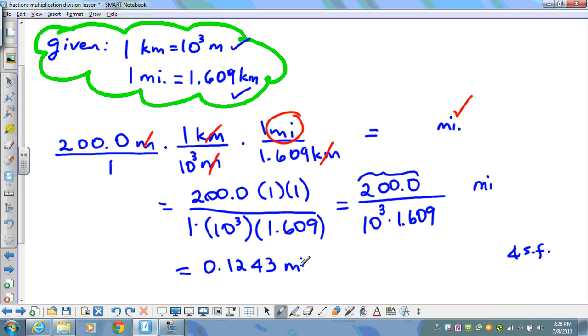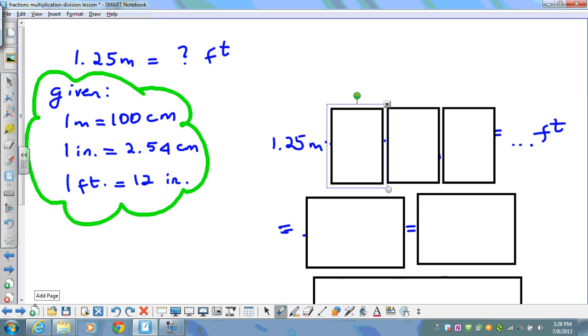Okay, one more example that uses conversion factors. This time we want to go from 1.25 meters into feet. And the given information is that 1 meter equals 100 centimeters, 1 inch equals 2.54 centimeters, 1 foot equals 12 inches. So from this information, we want to convert 1.25 meters into feet.